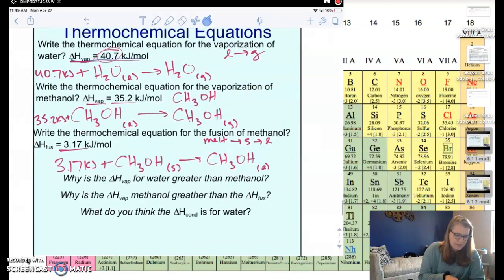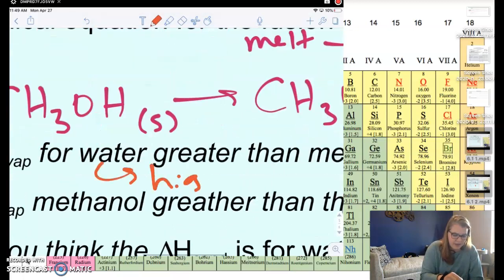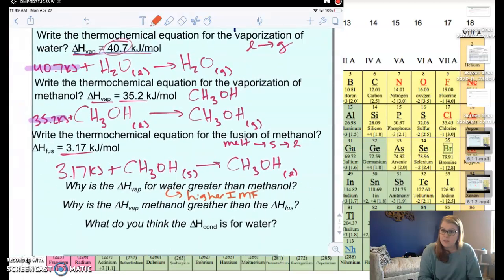Let's dive a little bit deeper though with some of these questions down here. Why is the delta H for vaporization for water greater than methanol? If you notice, water was 40.7 and methanol was 35.2. So we know water is greater, but why? Well, they're both vaporizing, so they're both going from liquid to gas. Water requires more energy, and that must be because water has a higher IMF. If it takes more energy to turn water into a gas than methanol, you must be requiring more energy to break more IMF bonds. Because remember, you're changing IMF when you're doing phase changes.